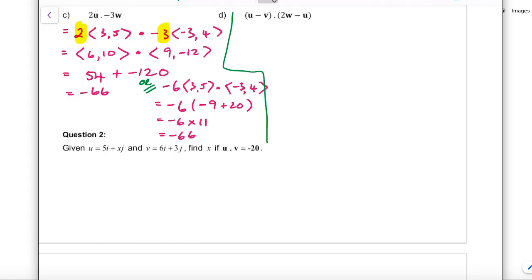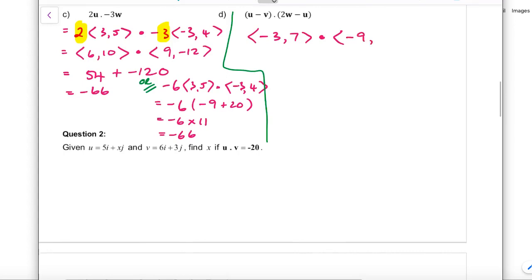With part D, we've got the subtraction of two vectors multiplied by 2w minus u. Again, we go about this as we normally would. When we subtract two vectors, u minus v will give us -3, and 5 take -2 is 7. This is multiplied by two lots of w take u. So we've got -6 take 3, which will be -9, and 8 take 5, which will give us 3. Now we can perform the scalar product. I'm going to multiply the i components: -3 times 9 is 27, plus 3 times 7 is 21, and we get a scalar result of 48.